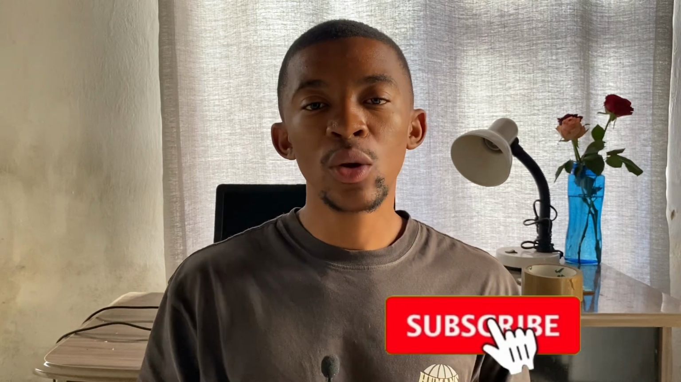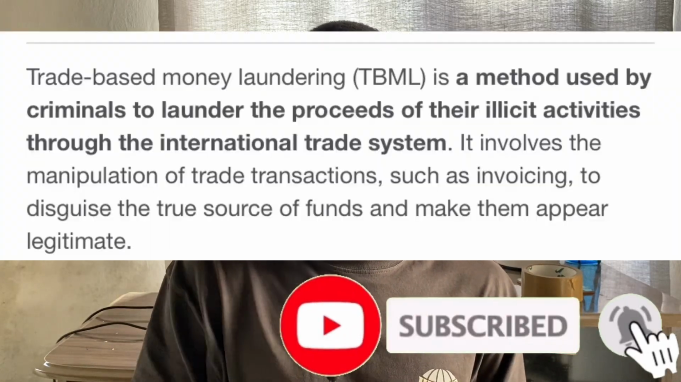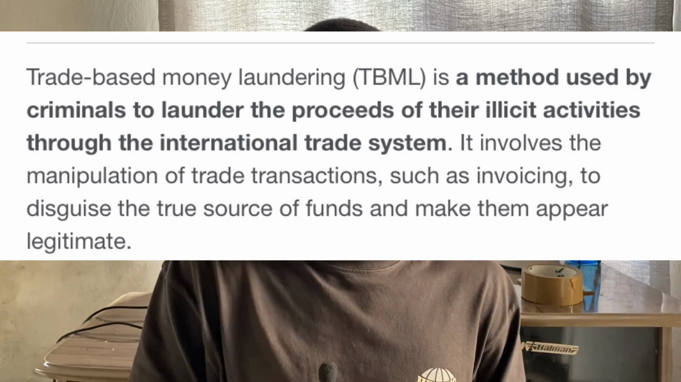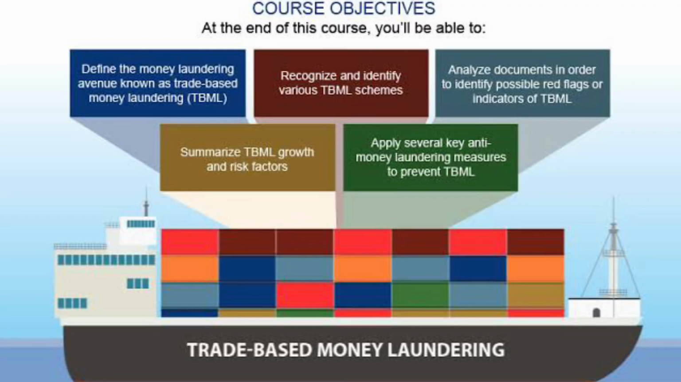The second technique is called trade-based money laundering. This basically involves using trade transactions such as the sale of goods to move money across borders and hide the true sources of the funds. For example, an individual may over-invoice or under-invoice the value of goods in a trade transaction to move funds across borders, like spending lots of millions on just a piece of art. So that's also one of the methods where money laundering happens.